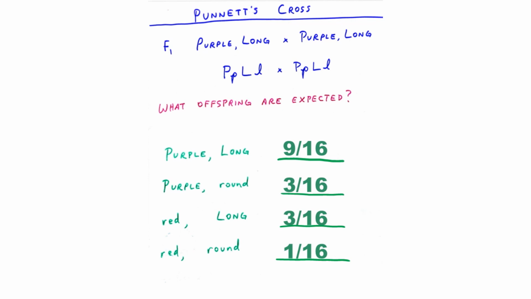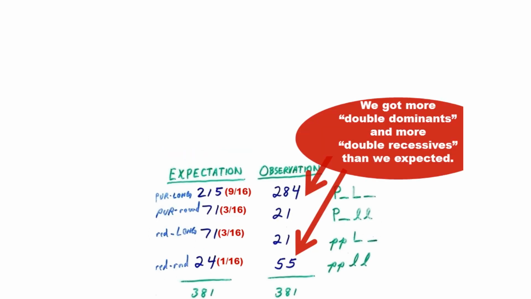But when Punnett did the cross, he found this. He had 381 offspring that he looked at, so you have to figure out what 9/16 is of that. So it's about 215, 71, 71, 24. But his observation showed that there were way more of the purple long and the red and round than he expected. There were far fewer of the purple round, red long, than he expected. So we got more double dominants and double recessives. So that first take-home message we had was that often we don't see independent assortment. So Mendel's law, as a general rule, pretty good, but there are many exceptions.